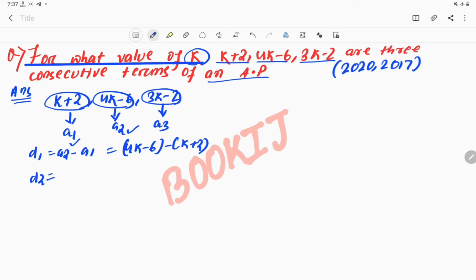And what about D2? Now D2 is the difference between the third term and second term, that is A3 minus A2. And what is the value of A3? That is 3k minus 2. And what is the value of A2? That is 4k minus 6. As the terms are in AP, hence D1 must be equal to D2.